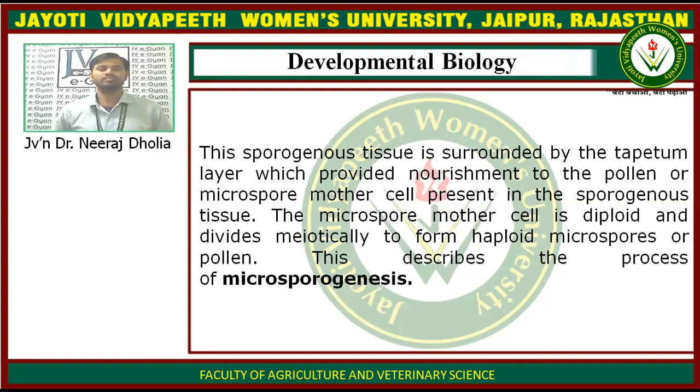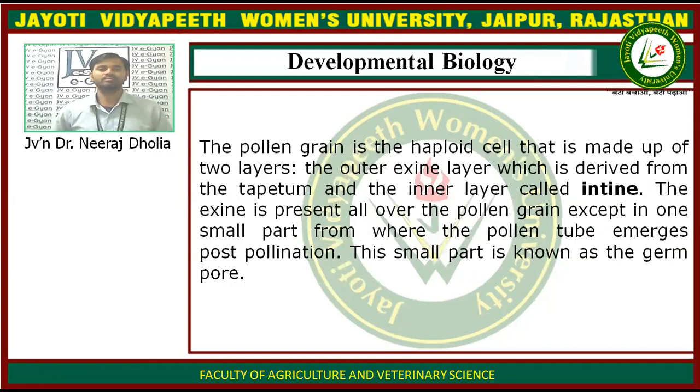So what is microgametogenesis? Microgametogenesis is the next step after microsporogenesis. The pollen grain is a haploid cell made up of two layers. The outer is the exine layer, which is derived from the tapetum, and the inner layer is called the intine layer. The exine is present all around the pollen grain, except in one small part from which the pollen tube emerges after pollination.